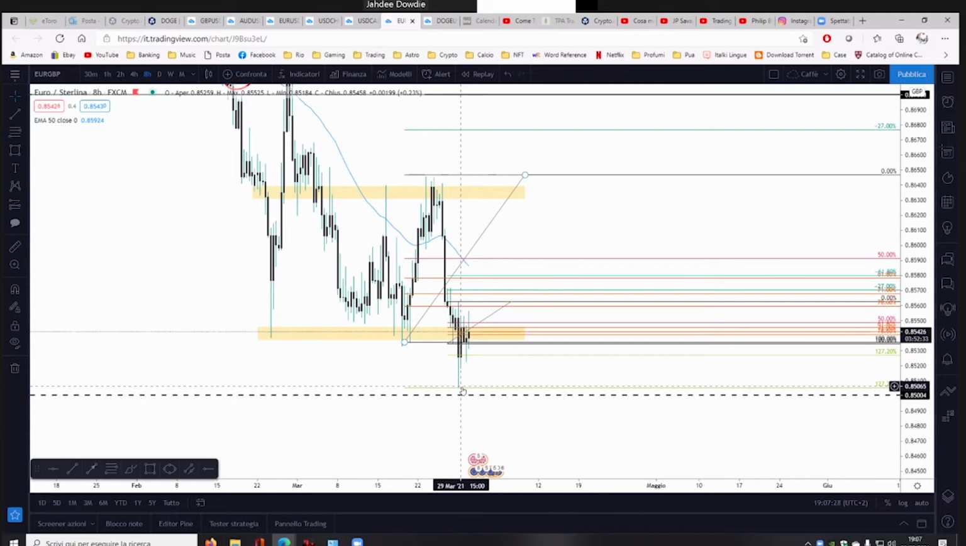And the current trend is a ranging trend, and a ranging trend goes from support to resistance and resistance to support, like this box area.